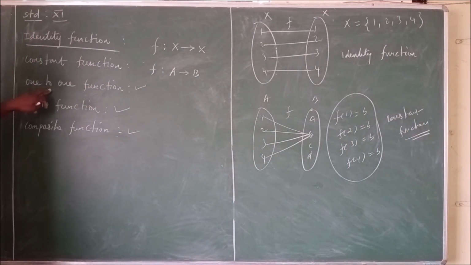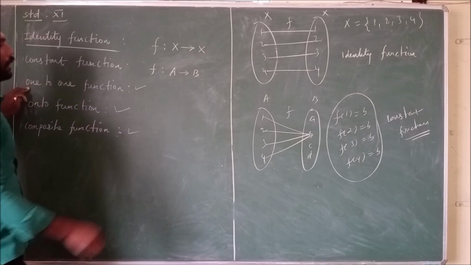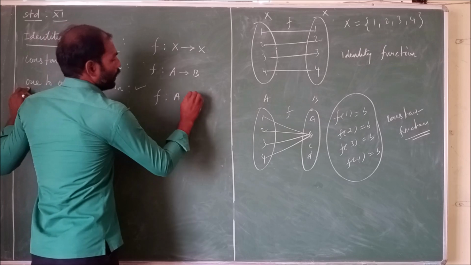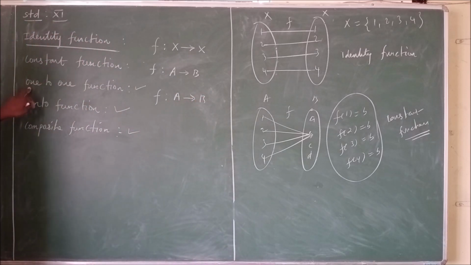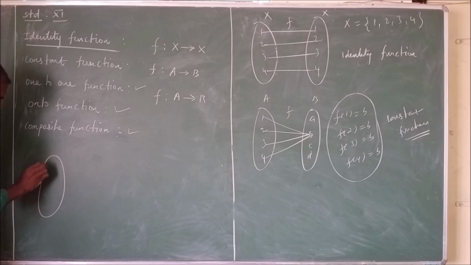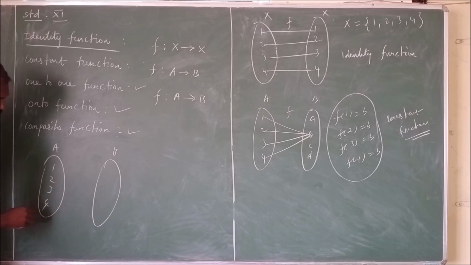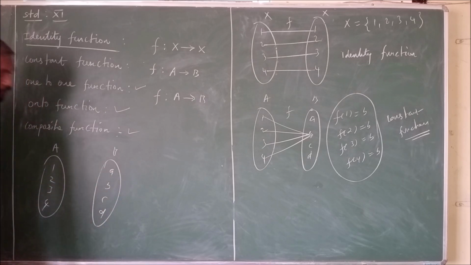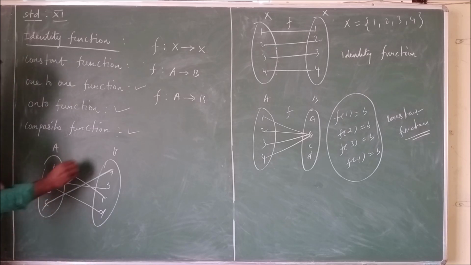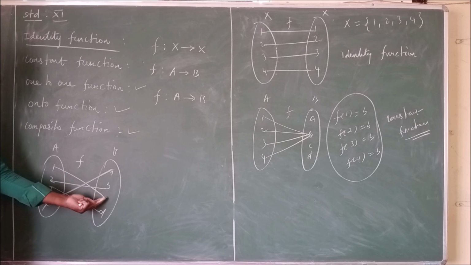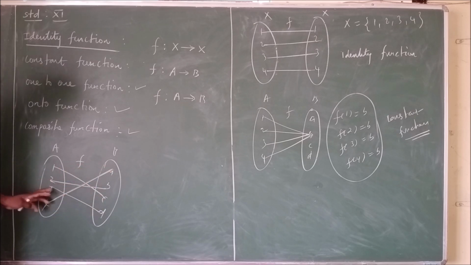The third one is the one-to-one function. The most important is the definition of a one-to-one function. F is a function from A to B. For example, a one-to-one function: A is 1, 2, 3, 4, and B is A, B, C, D. F maps 1 to C, 2 to B, 3 to A, 4 to D.